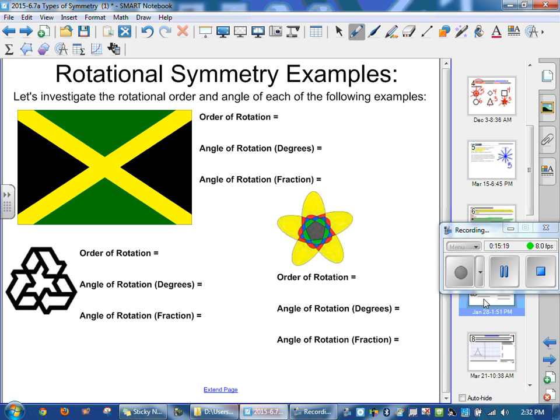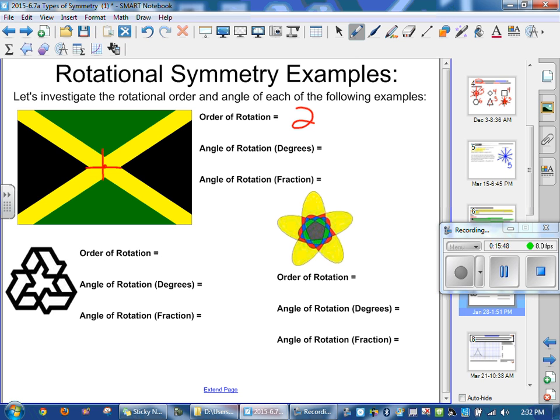So, if it's 2, that means that you're putting your parchment paper on it, you're putting a little dot and the plus sign in the middle, and you're going to rotate it. How many times is it going to turn and cover itself completely? It'll do it twice. So, if our rotational order is 2, how do we find out our angle, how far it moved each turn? What do I have to do to the numbers?